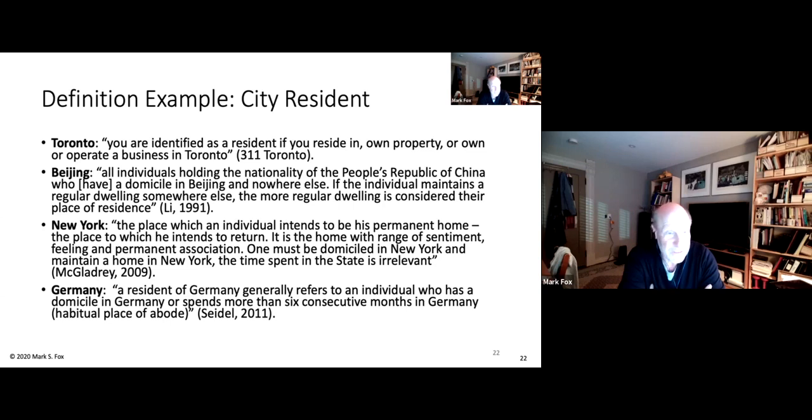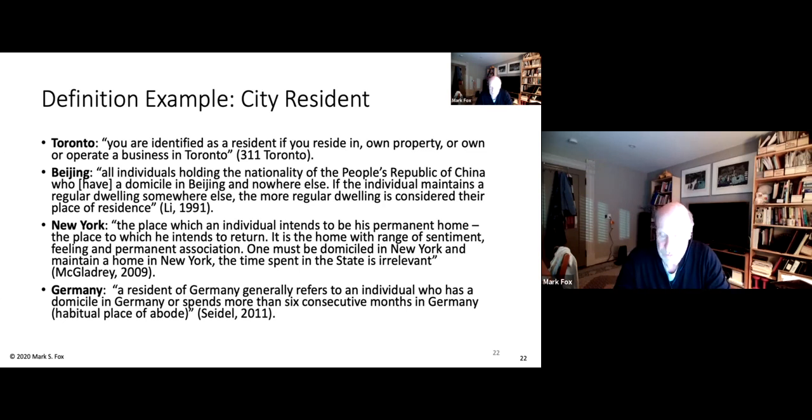New York has their definition. Germany says a resident of Germany generally refers to an individual who has a domicile in Germany or spends more than 6 consecutive months in Germany. It's their habitual place of abode.